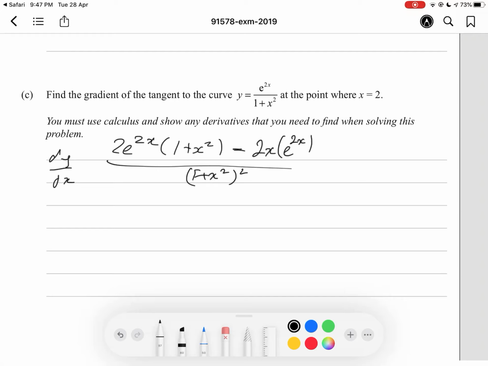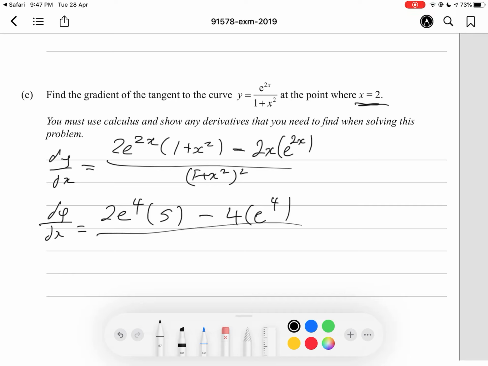Alright, so it wants us to find the gradient where x equals 2. So we can just directly substitute 2 into our equation. So dy over dx equals 2e to the power of 4 multiplied by 5, minus 2x, 2 times 2 is 4, e to the power of 2x, so e to the power of 4, divided by 5 squared.